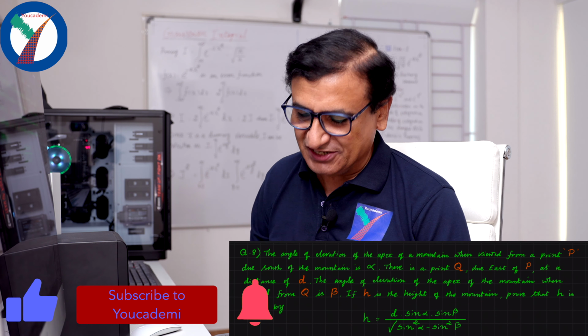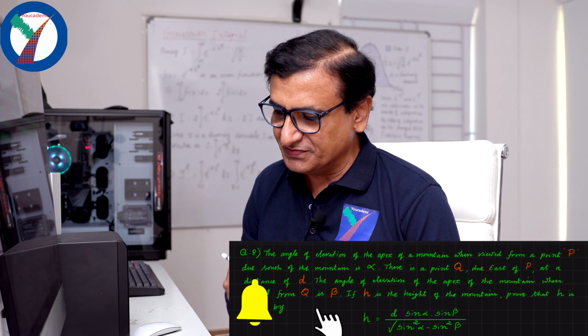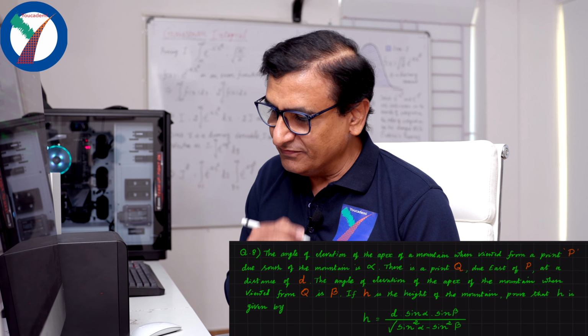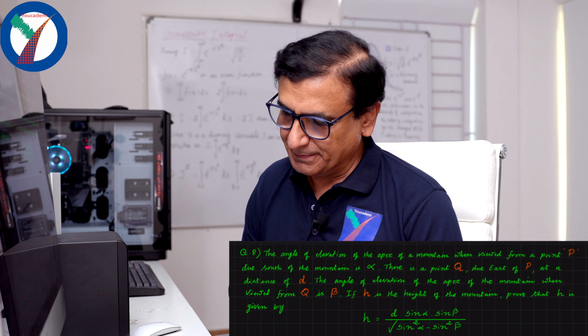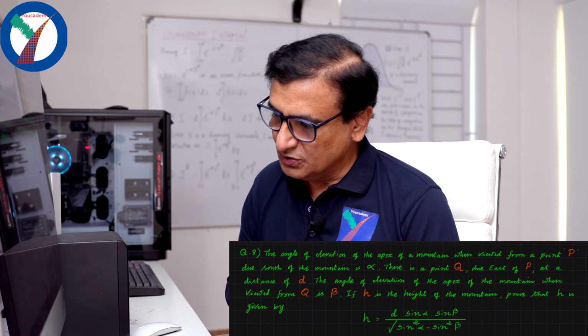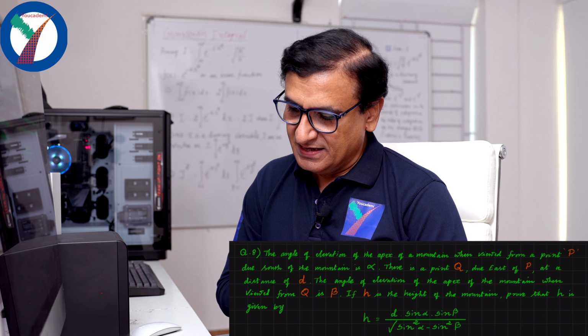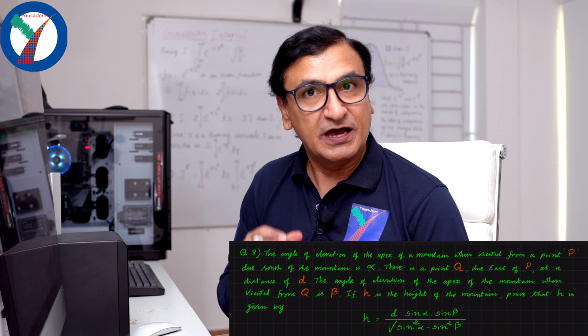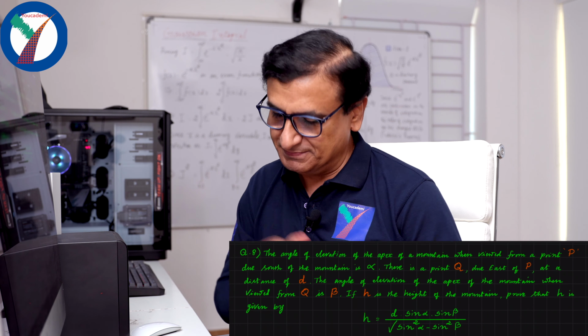Welcome to question number 8. It reads like this. The angle of elevation of the apex of a mountain when viewed from a point P due south of the mountain is alpha. There is a point Q due east of P at a distance D. The angle of elevation of apex of the mountain when viewed from Q is beta.